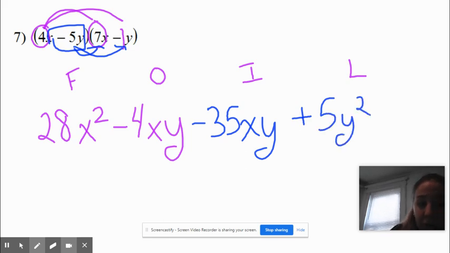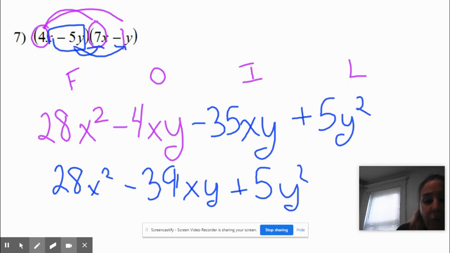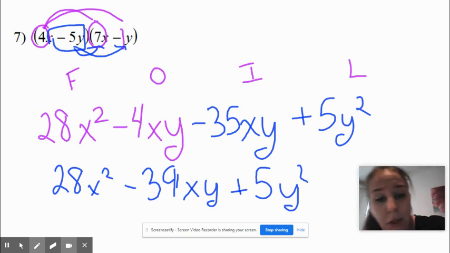Okay, we're going through combining like terms. 28x squared. There's no other x squared, so it just comes down. So 28x squared. Now we're looking at these middle terms. -4 minus 35. You owe me $4. You borrow 35 more. That's insane. 39xy plus 5y squared over here. So 28x squared minus 39xy plus 5y squared.